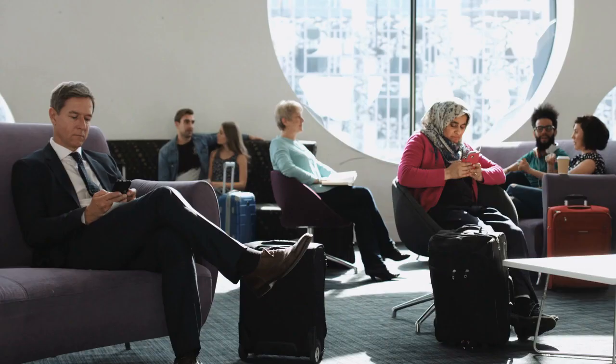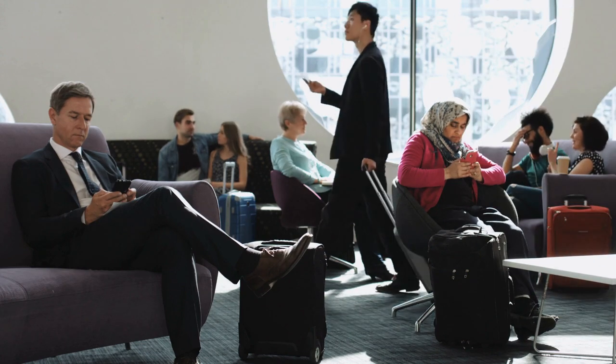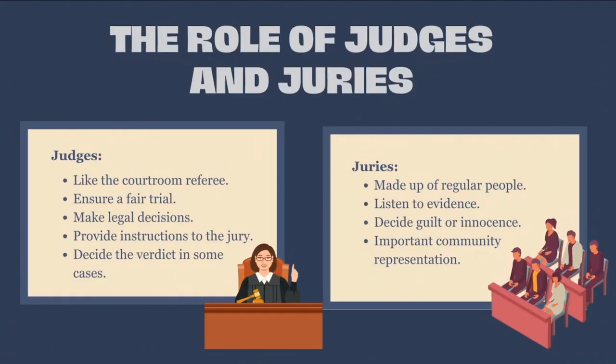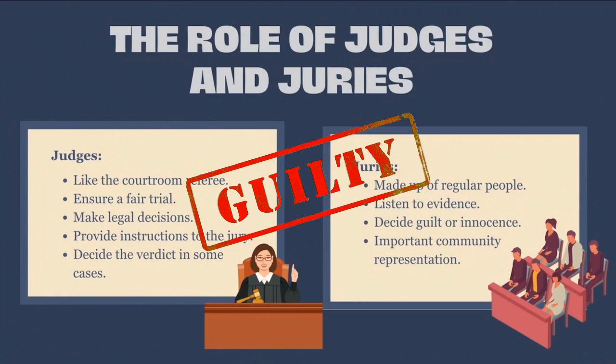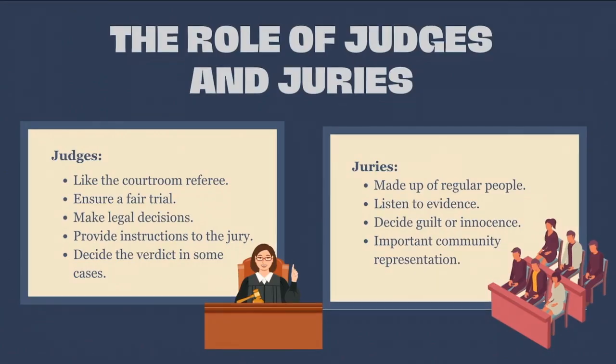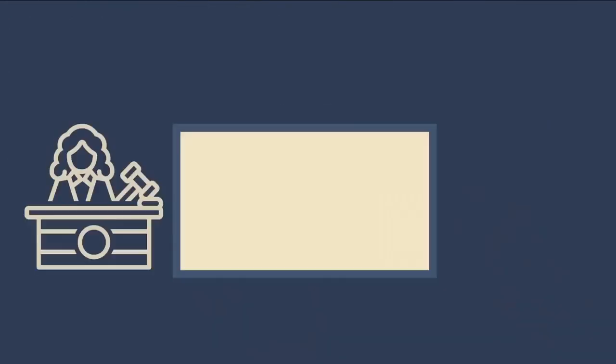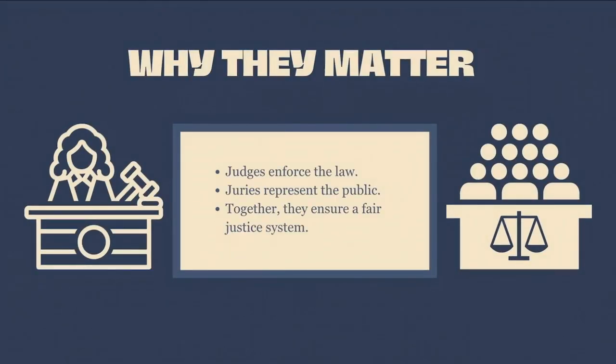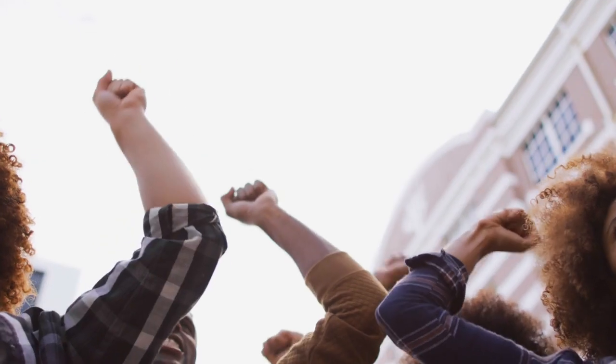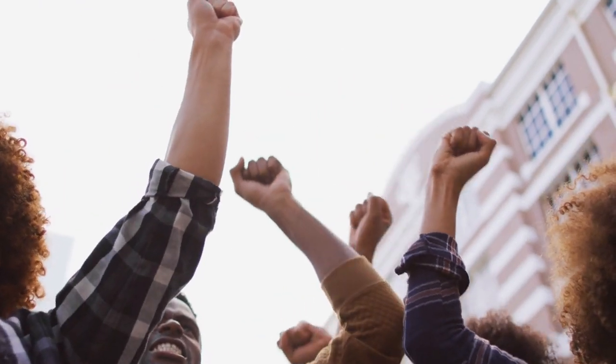A jury is a group of regular people like you and me. Their job is to listen to all the evidence and decide if the accused is guilty or not. Juries are a crucial part of the justice system as they represent the community's voice, and juries have the final say in many criminal cases. Why do they matter? Well, judges make sure that the rules are followed, and juries speak for the people and determine guilt or innocence. Together, they make our justice system fair and just.